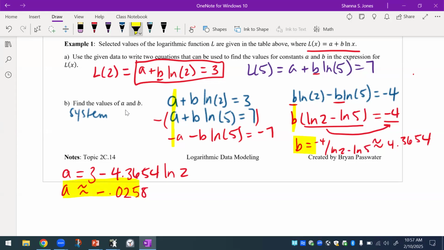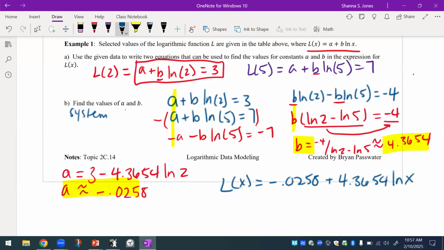Now I have B. Can I write the equation? Yes. So my model, L of x equals, what's your A? Negative 0.0258 plus your B, which is 4.3654 natural log of x. And that will be your model.